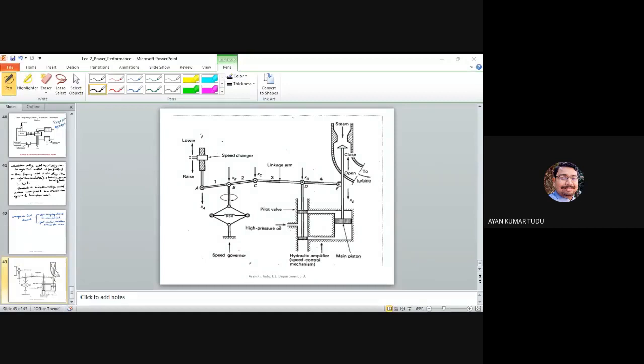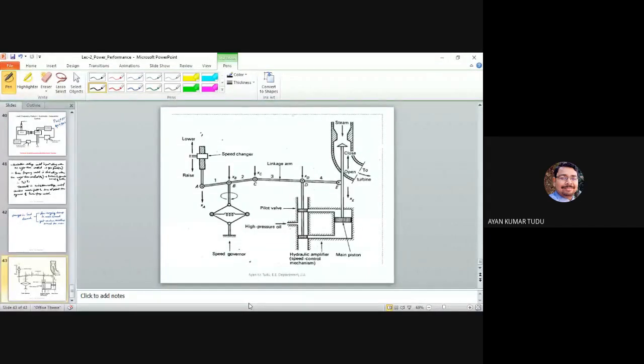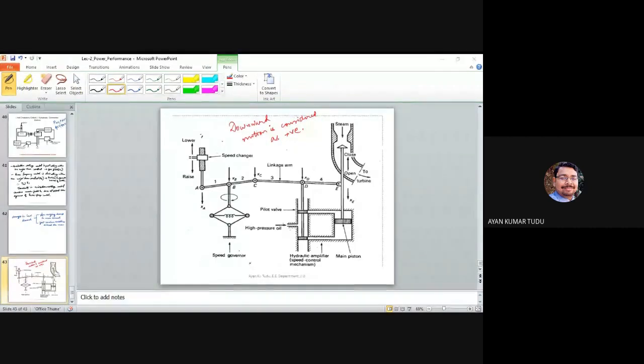Please remember one thing, that all downward motion is taken to be positive. Downward motion of the linkage points is considered to be positive. So whenever a power increase command is given, the linkage point A is moving downwards, and the movement will be proportional to the command delta PC that is being given at the speed changer.